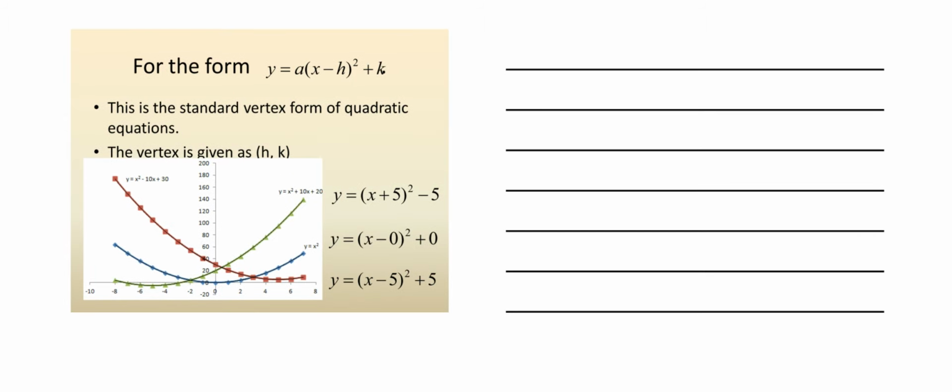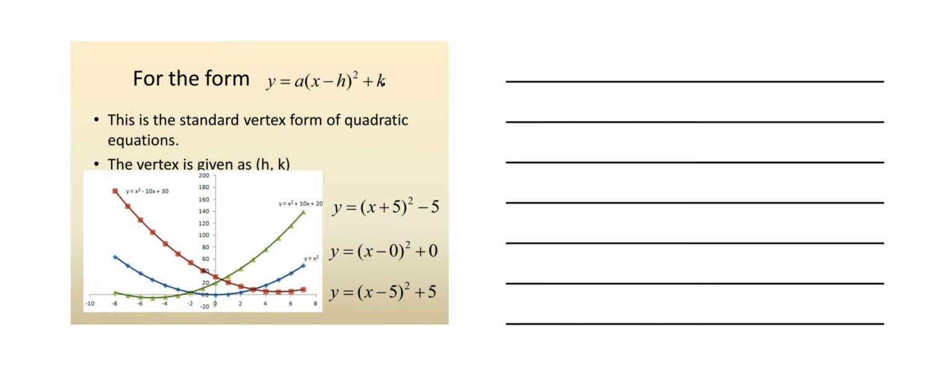How about if we have it in vertex standard form? Remember, that's our other format. We had it in quadratic standard, but this is vertex standard. The vertex form actually tells you where your vertex is. Looking at the very bottom, it would tell us on the green graph where the vertex is, at the bottom left. So this is the standard vertex form of quadratic equations, and the vertex is given as (h, k). Notice it's in your formula: y equals a times (x minus h) squared plus k. You have the h and the k stated in your equation for the vertex form of the quadratic equation.